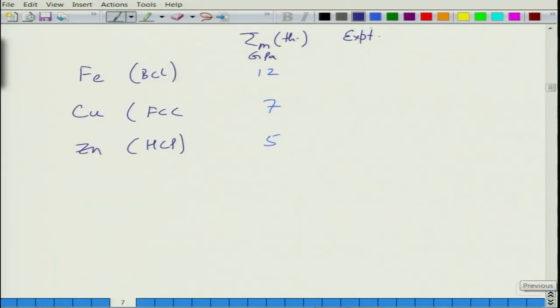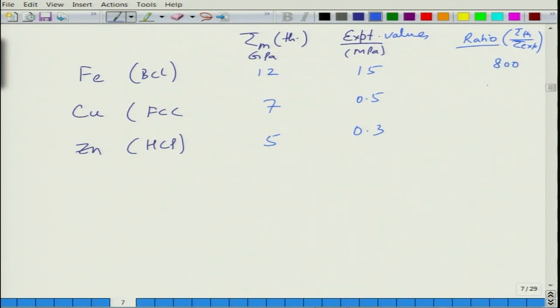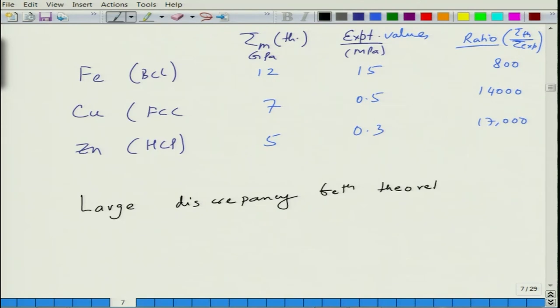However, when we see the practical values, the experimentally observed values, they are not in GPa, they are more in MPa. So experimental values, they are like 15 MPa for iron, pure iron. For pure copper, it is 0.5 MPa. For zinc, it is 0.3 MPa. So, if you look at the ratio between tau theoretical and tau experiment, the ratio is of the order of 800, 14,000 and 17,000. So, there is a large discrepancy between theoretical and experimental values.